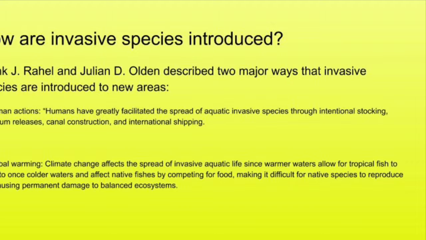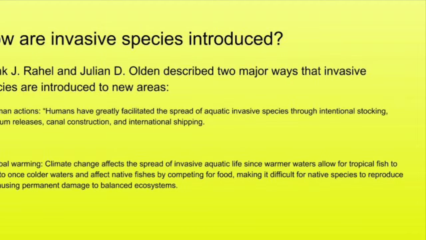Frank J. Rahel and Julian D. Olden describe two major ways that invasive species are introduced in new areas. One is through human actions. Humans have greatly facilitated the spread of aquatic invasive species through international stocking, aquarium releases, canal construction, and international shipping. Another method is through global warming.